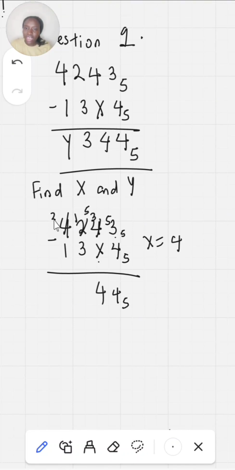Now again, you're borrowing from here 3, you're putting it here, 5. 5 plus 1 is 6. 6 minus 3 is 3, and that's how they got 3 here. Now 3 minus 1 is 2. Your y is equal to 2, and that's all for this question.